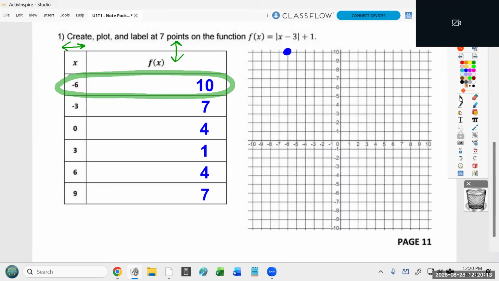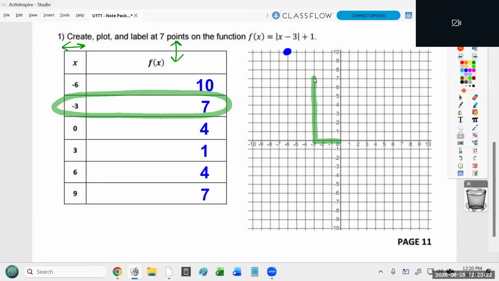Now, next point, negative 3, 7. So I'm going to start here, go backwards 3 and up 7. So left 3, up 7 for negative 3, 7.